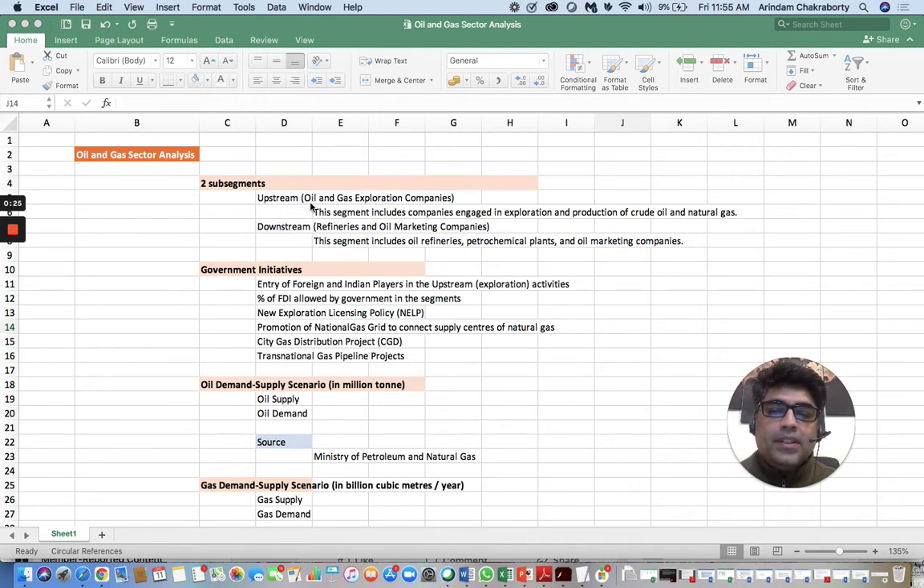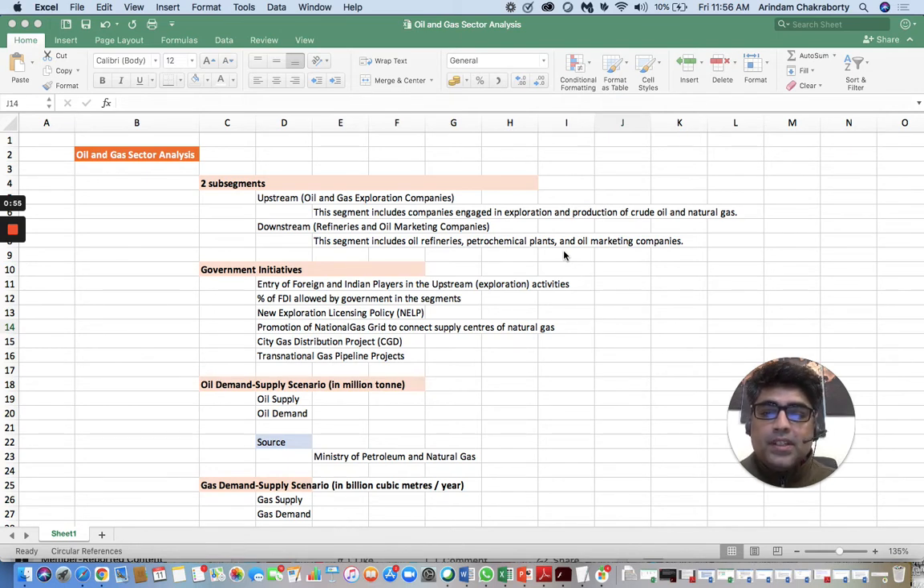Now, upstream means what? Oil and gas exploration companies. Those fall under the upstream part. So this segment includes companies engaged in exploration and production of crude oil and natural gas, right? Whereas the downstream focuses on companies which are into refineries and oil marketing companies. So this segment includes oil refineries, petrochemical plants, and oil marketing companies, right? So these are the two segments where we have to focus.